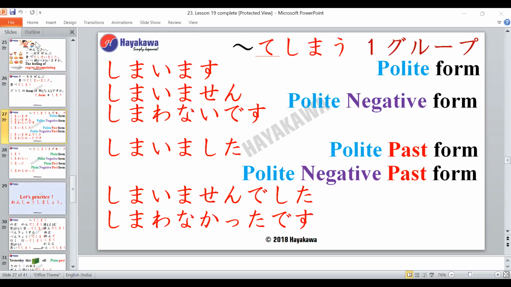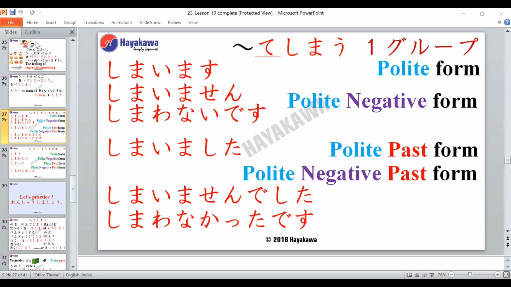So you have te shimau, which is the first group verb. So the polite form will be shimaimasu. Very good, Siddharth-san. So it is shimaimasu.